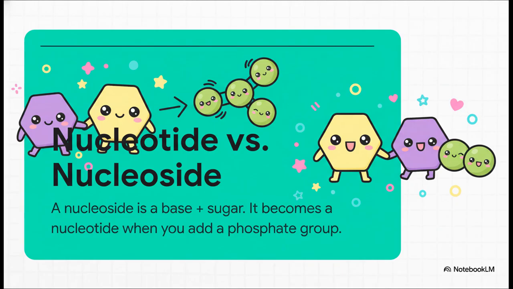All right, time to solve our little mystery from the beginning. A nucleoside is just the sugar and the base stuck together. That's it. But the moment you add 1 or 2 or 3 phosphate groups to it, it becomes a nucleotide. So here's the key takeaway. The phosphate is what makes all the difference.